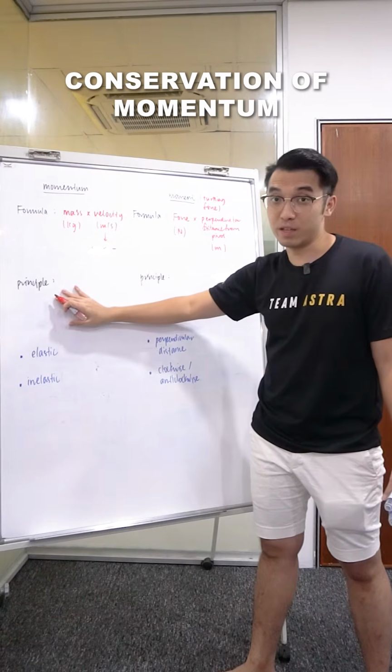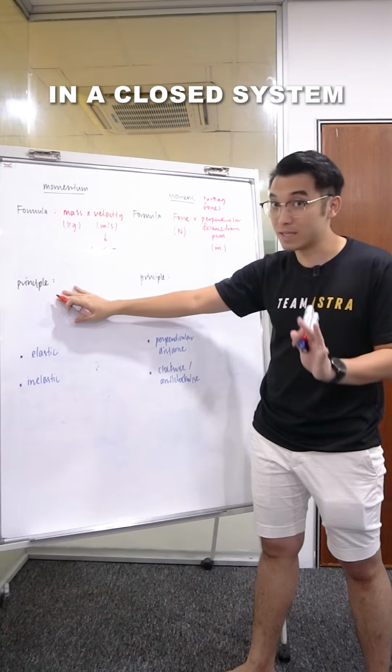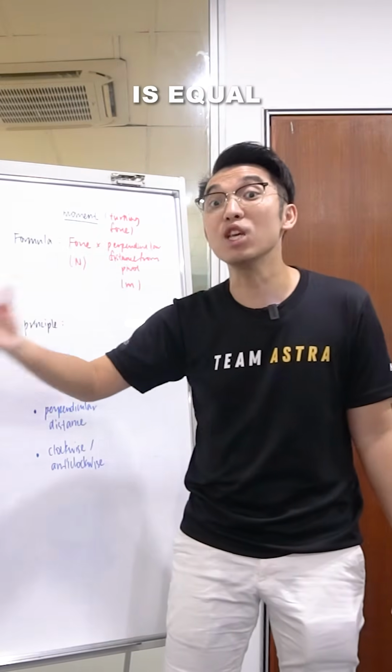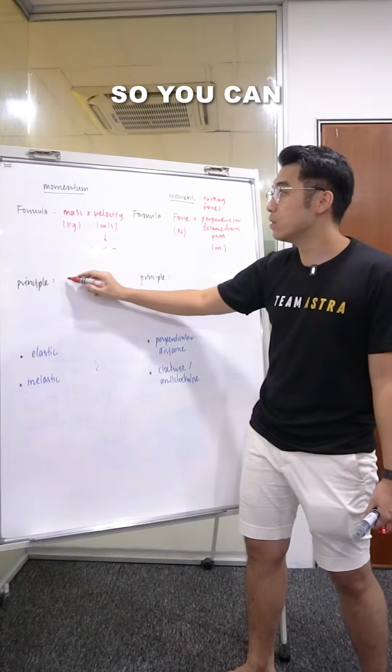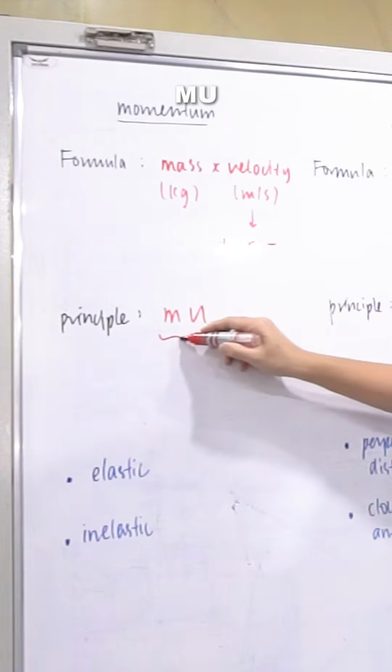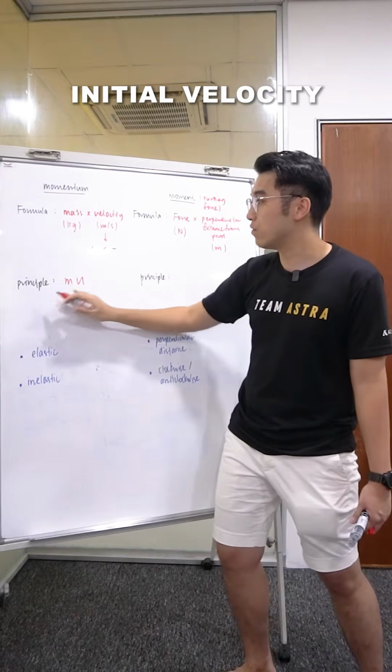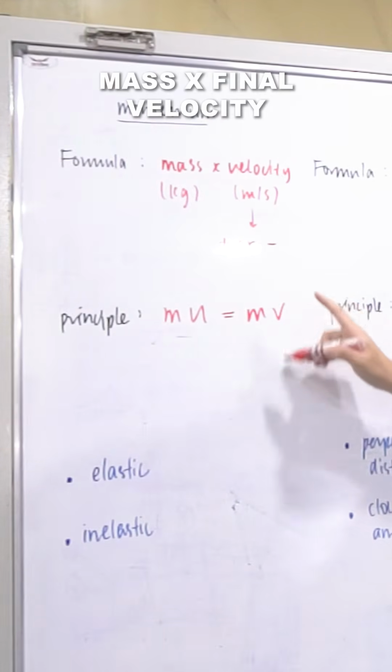When it comes to the principle for momentum, we call it the principle of conservation of momentum, which means that in a closed system, the total momentum before is equal to the total momentum after. So you can map it out this way: mu, mass times initial velocity, equals mass times final velocity.